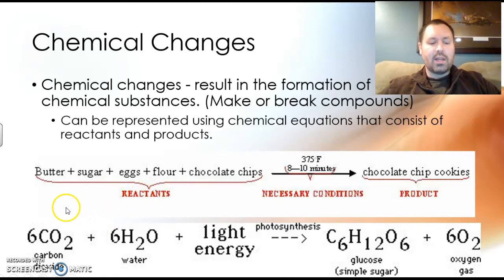Here's a real life example of a chemical change. We've got carbon dioxide, which we breathe out, oxygen, which plants take in. They take in our carbon dioxide, and water. Light energy is the thing that makes the reaction, and what do you end up with at the end? You end up with sugar, you end up with oxygen, and we breathe the oxygen and we eat the sugar.